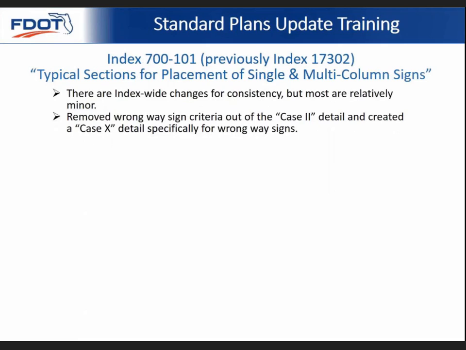700-101, previously Index 17302. Typical sections for placement of single and multi-column ground signs. There are index-wide changes for consistency, but most of these changes are fairly minor. The wrong way sign criteria was pulled out of the case 2 detail, and a specific detail has been created for these wrong way signs as case 10.